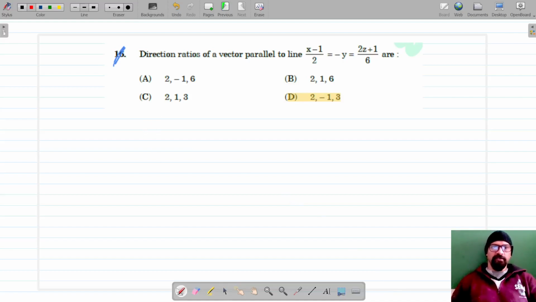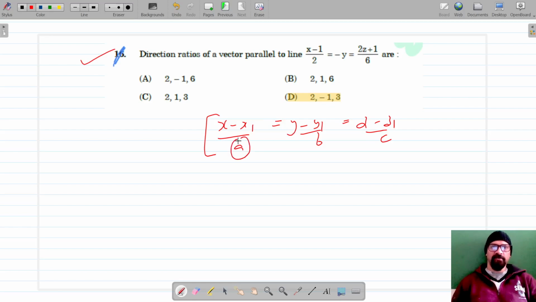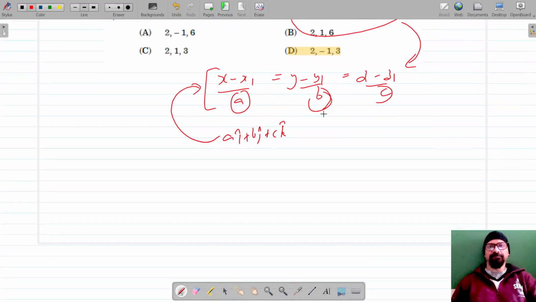Okay, for question number 16, we have to find the direction ratios of a vector parallel to this line. Now we know that for a line whose Cartesian equation is x minus x1 by a is equal to y minus y1 by b is equal to z minus z1 by c, a vector parallel to this line has the direction ratios a, b and c, because the vector a i cap plus b j cap plus c k cap is parallel to this line. So we are going to get this in the standard form.